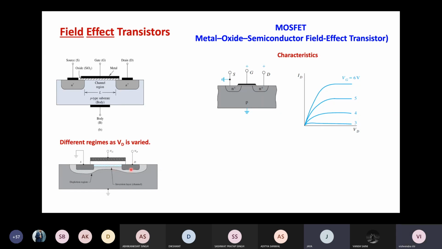So the current across drain and source is there only when the gate voltage is positive, and that too a sufficiently good positive gate voltage that can attract a lot of electrons to the interface of the oxide and the semiconductor. Is this idea sort of clear or not?